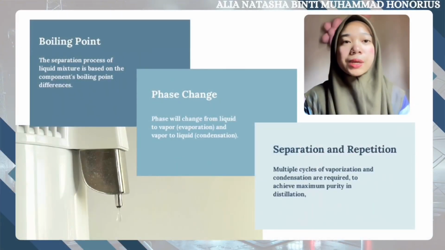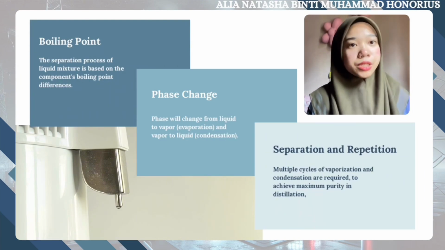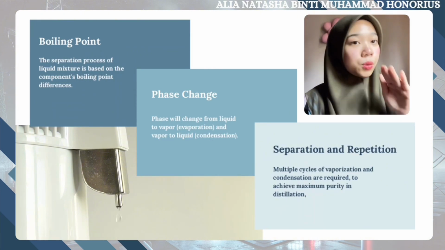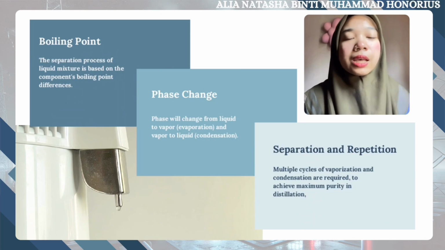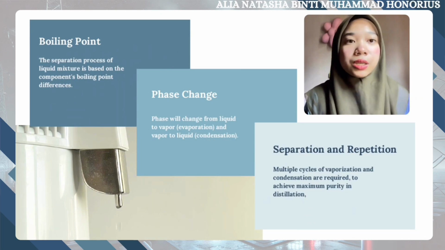Next, we will talk about the key principles of distillation. The first one is difference in boiling point. The separation process of a liquid mixture is mainly based on the components' boiling points. So in the distillation process, those substances with the lowest boiling point will vaporize first and escape from the surface. And then the distilled liquid, which is known as distillate, will be collected at the condenser.